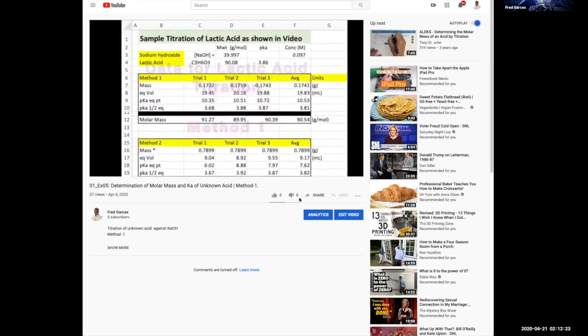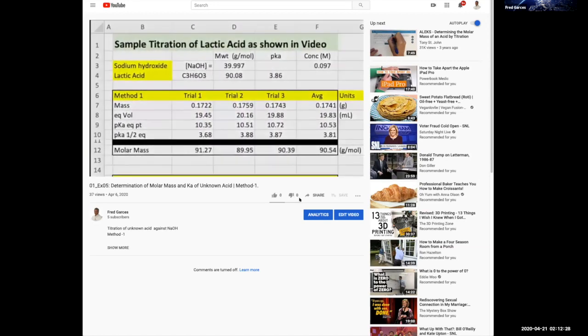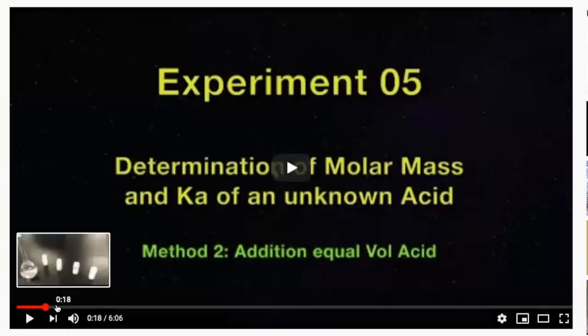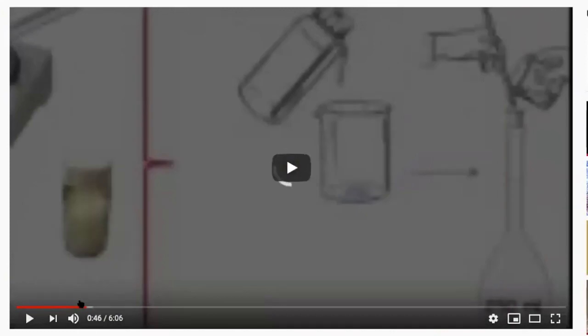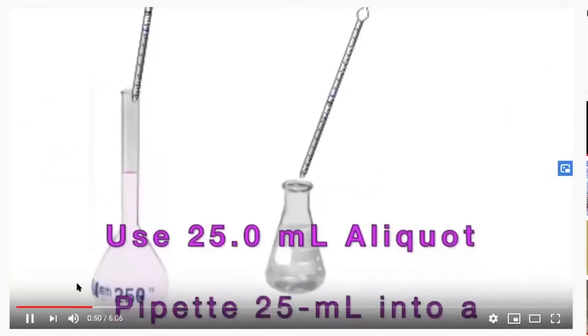So in method one, you just do a straight titration and you analyze the acid based on the titration curve. Let me show you method two. That's this link right here. So let me go ahead and start. In this particular experiment, I weigh a certain amount of acid, put the whole thing in a 250 ml volumetric flask, and then I take 25 mls of that.